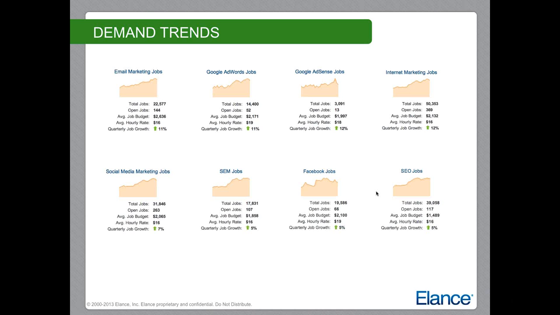The same with Google AdWords jobs: a lot of jobs, relatively high budgets on the fixed price jobs, but even higher on the hourly rate. Quarterly growth is the same. Internet marketing jobs in general, 50,000 jobs being posted on Elance. There are currently 369 jobs that are open on the platform. It's a 12% quarterly growth. SEO jobs, a little bit slower growth, but still 5% quarterly growth, which is a great number. And the average hourly rate being paid to the freelancers is $16. So there are some great opportunities.